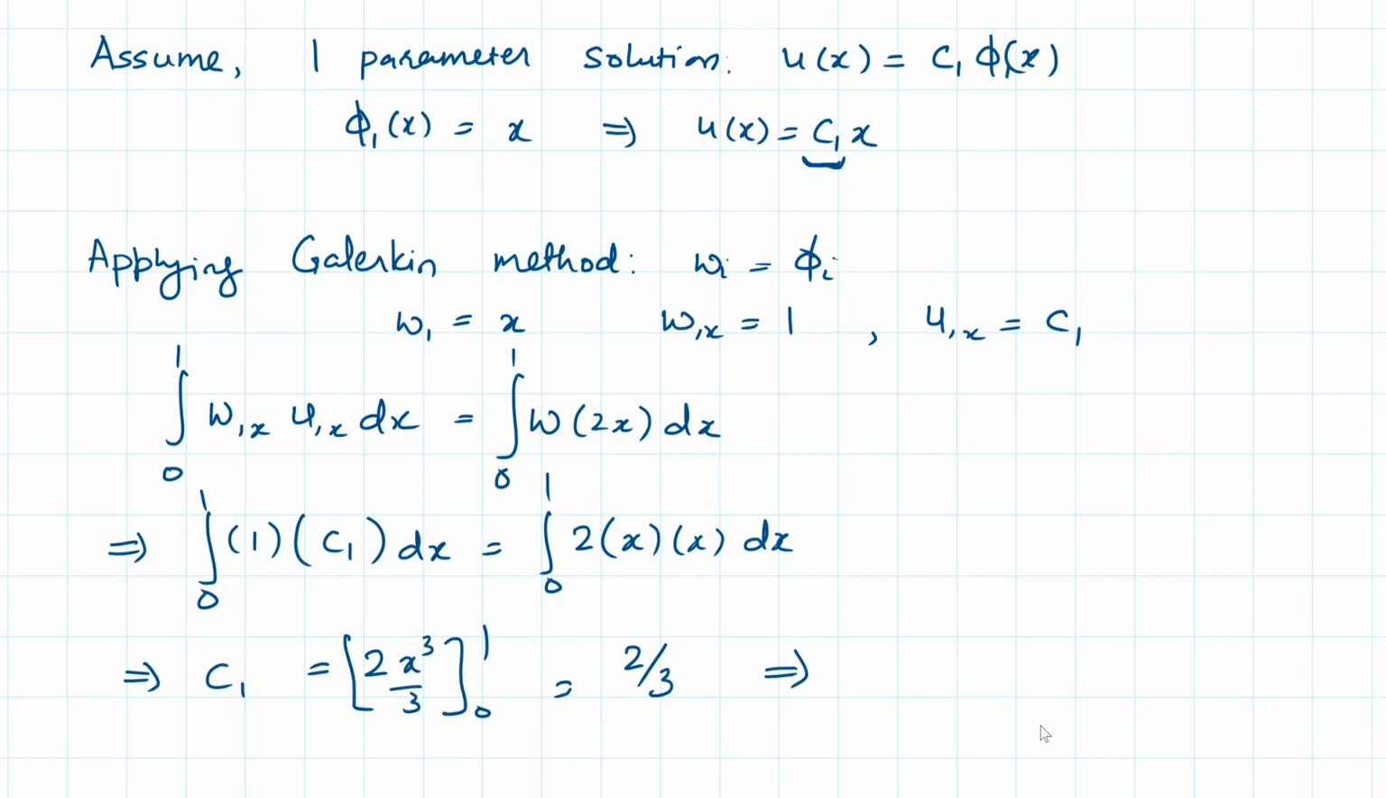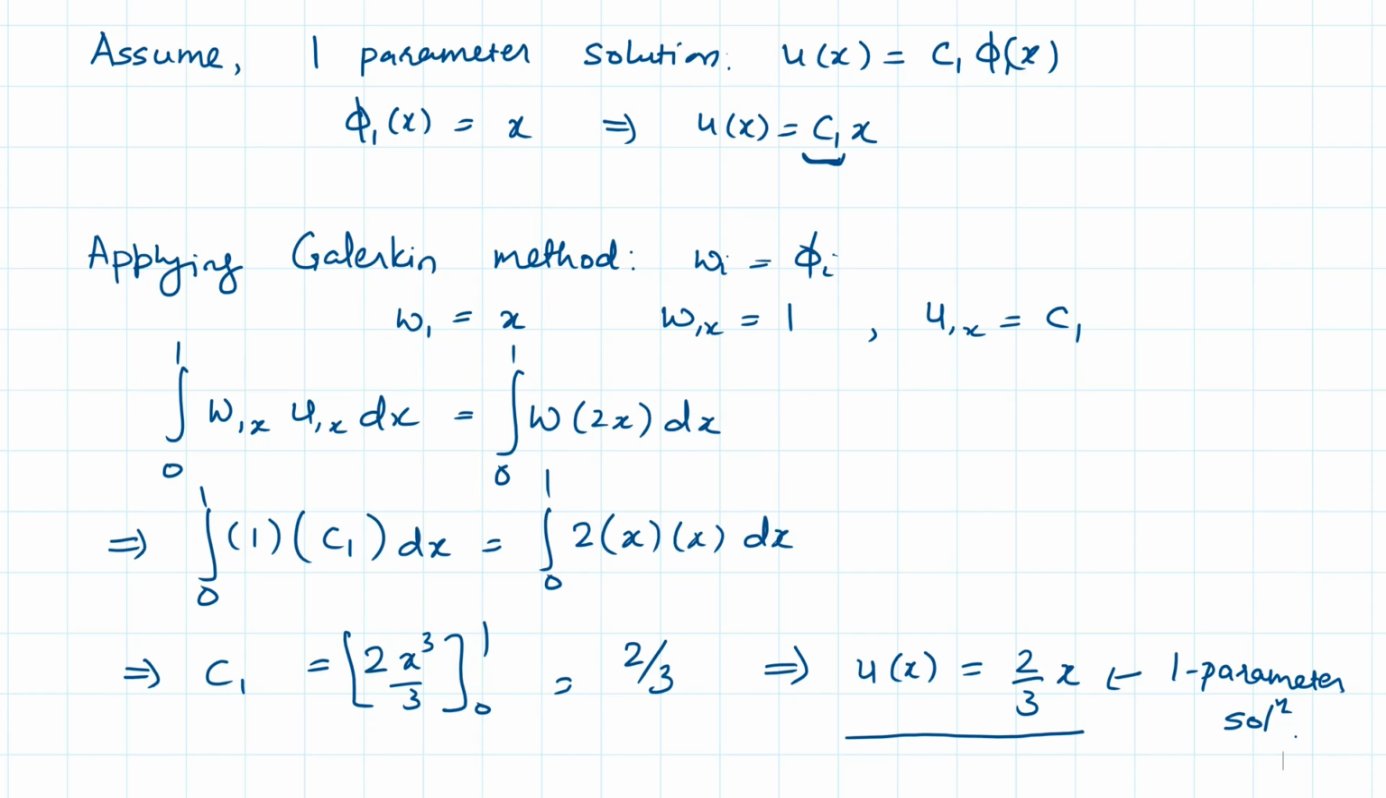Okay, and that results in our approximate solution, which would be 2 by 3 times x. Okay, so this is our one parameter solution. Now we can see that from the one parameter solution that the solution is not representative of the exact solution, and if you were to compare them side by side, you will probably see large errors in the profile of u of x versus x.